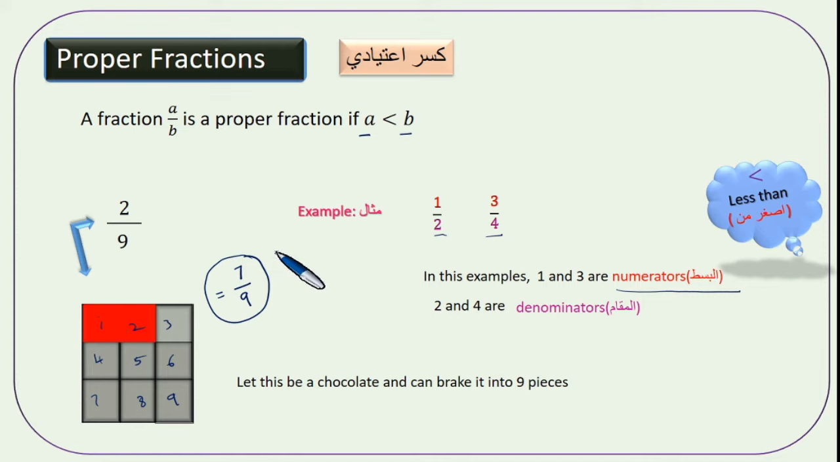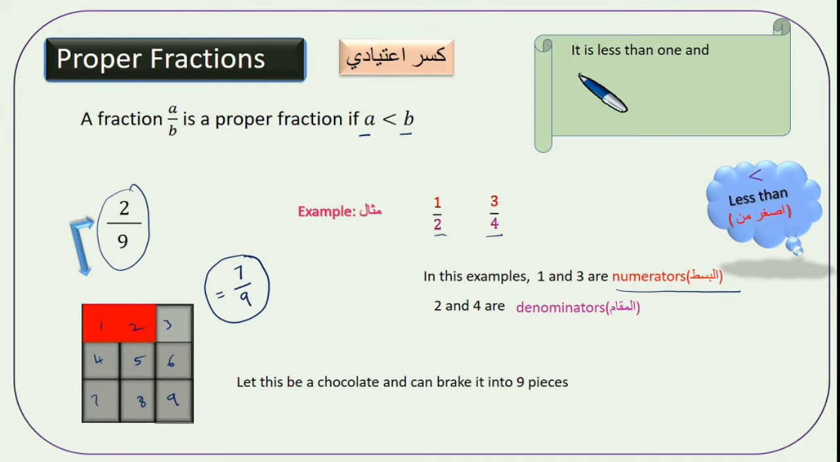A proper fraction is always less than 1, and it's a part of one whole only. It's always less than 1. In 2 over 9, see, among the 1, only 2 pieces are taken. This is less than 1. The whole value is less than 1 always, and the numerator is less than the denominator. This is about proper fractions.